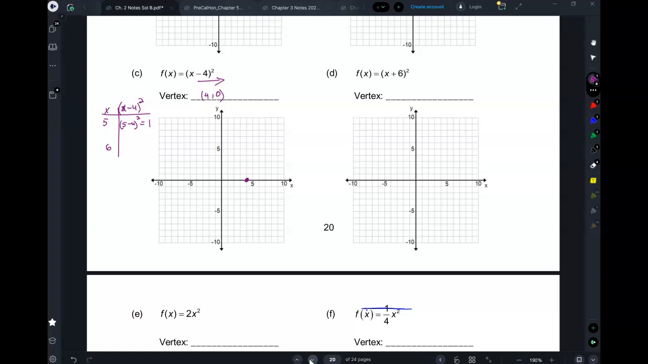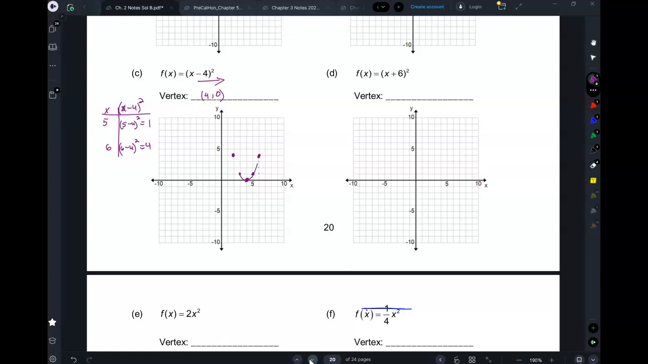Okay, so next. 6 minus 4 is 2 squared, 4. 5 is 1. 6 is 4. Okay, mirror, mirror.